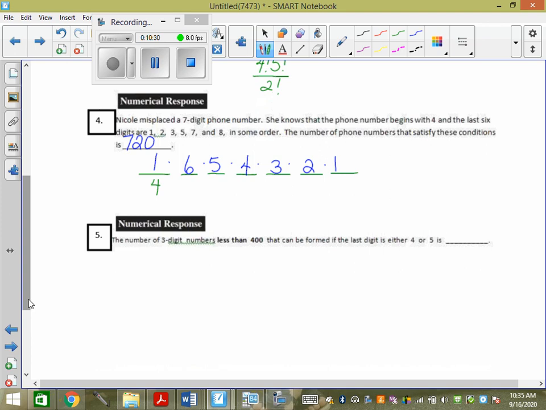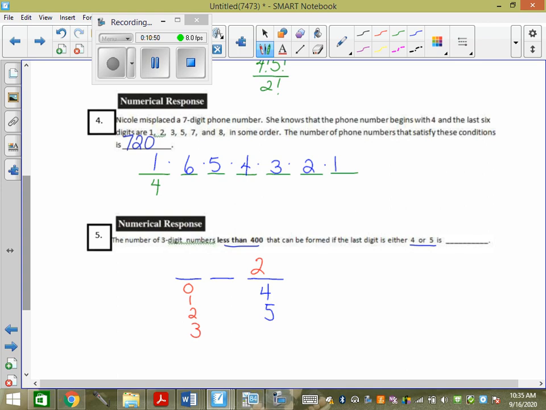3-digit numbers less than 400. If the last digit is a 4 or a 5, so I have a 4 or a 5 back here. So that's 2. Did it say I can't repeat anything? No. It has to be less than 400. So I have 0, 1, 2, 3.